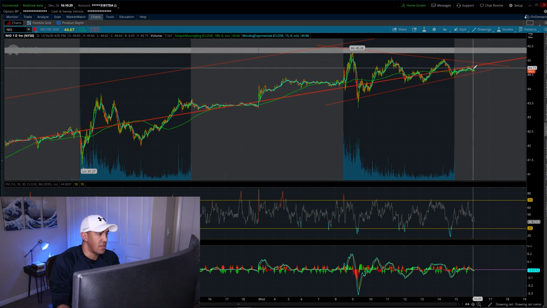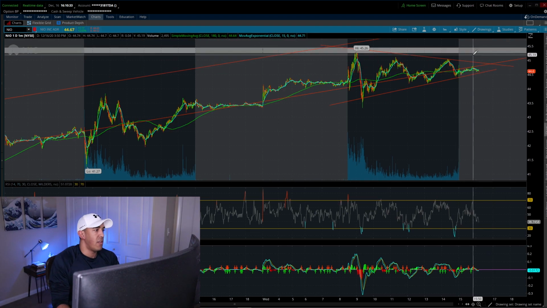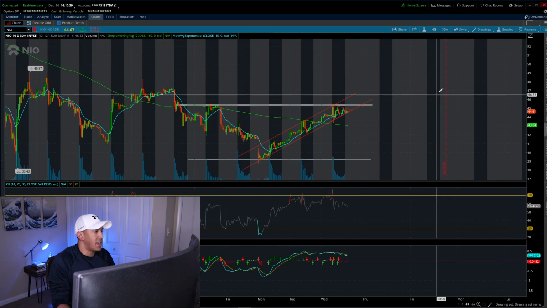It's testing the support and resistance level at the same time of this flag pennant pattern, and we also have a test at this resistance level. So there's a lot going on right now. There's a lot that can happen. We might see a breakthrough.